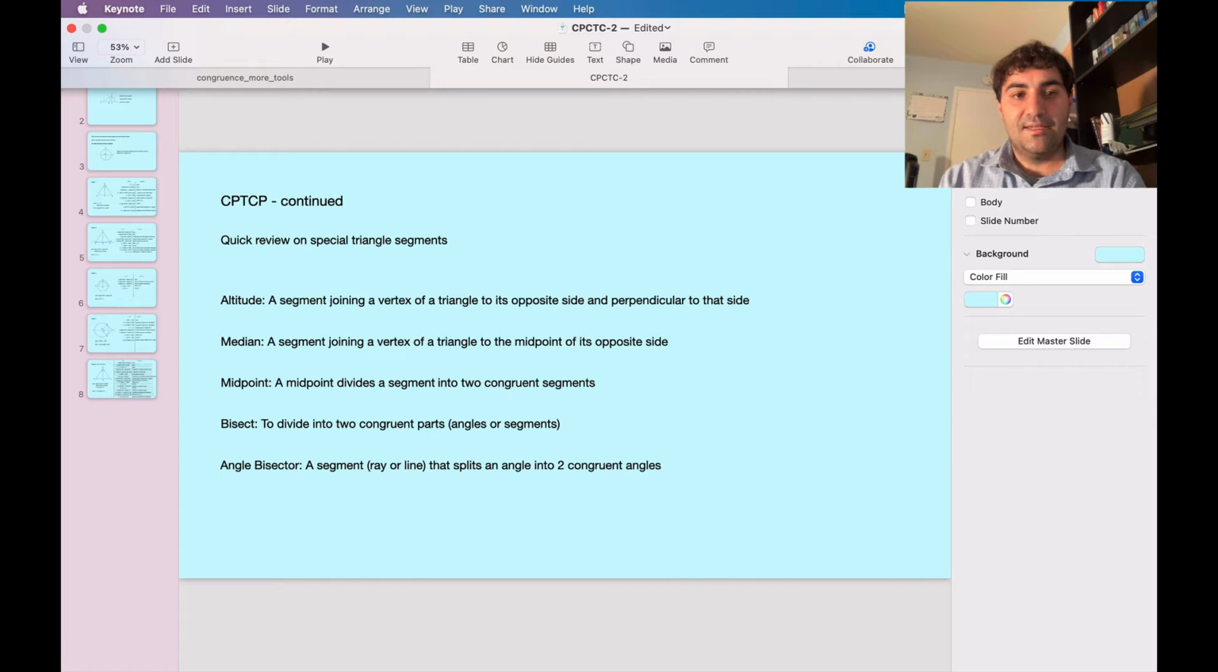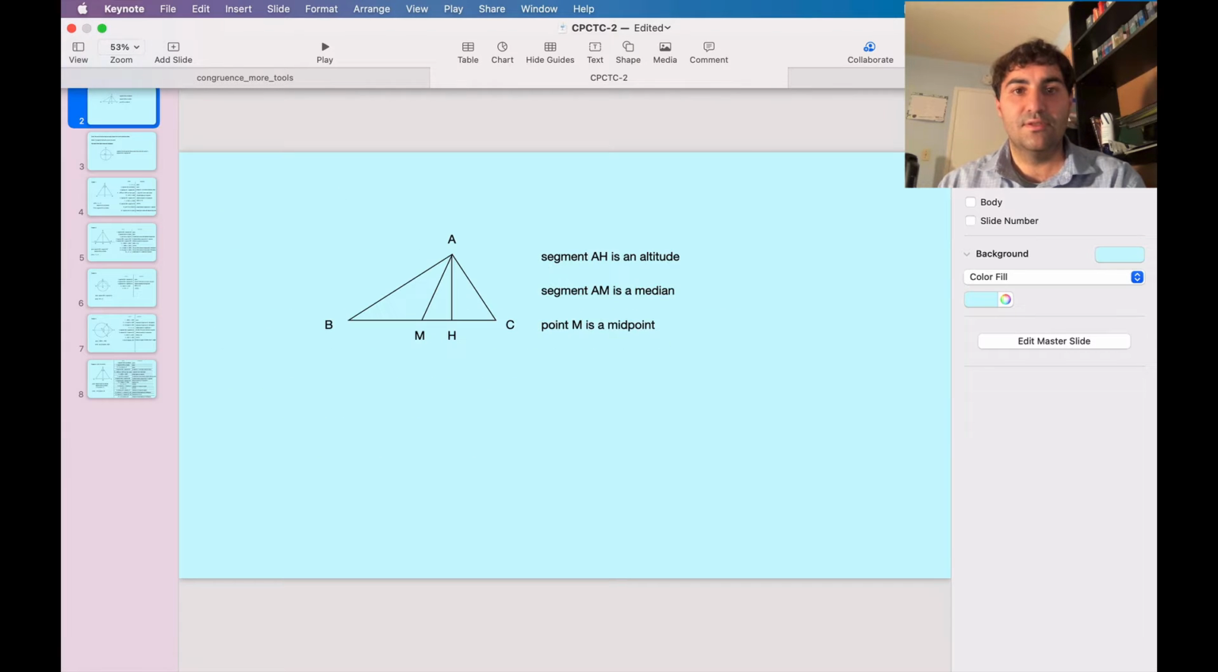And then we have the bisectors. So to bisect is to divide into two congruent parts, angles or segments. And an angle bisector is a segment or ray that splits an angle into two congruent angles.